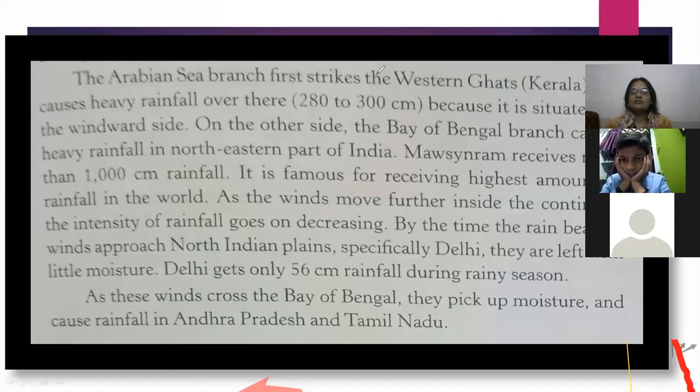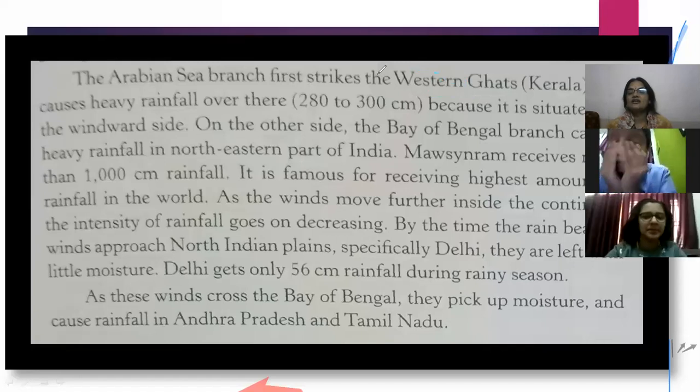And as the winds cross the Bay of Bengal, they pick up moisture and cause rainfall in Andhra Pradesh and Tamil Nadu. And that's why the states near the Eastern Ghats get much rainfall. Clear, students?